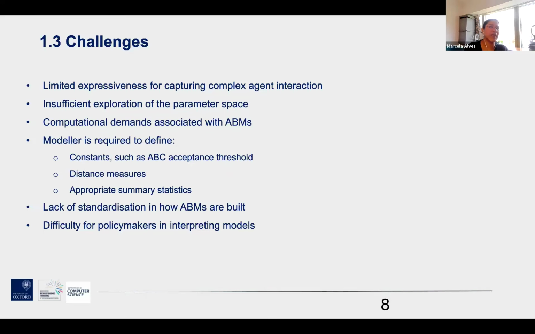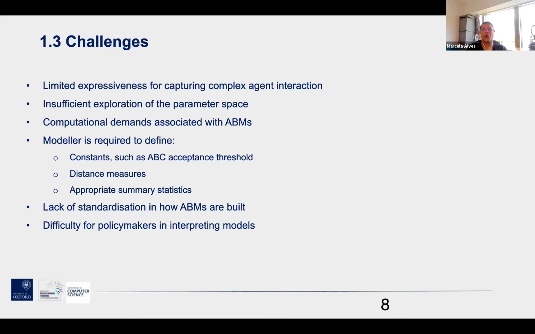These algorithms also have insufficient exploration of the parameter space, because we constantly get stuck in a local minima, or we just don't have the computational power to explore all possible values in the parameter space, right? So that's an issue. As I said, some ABMs are very demanding in terms of computational processing and also memory.